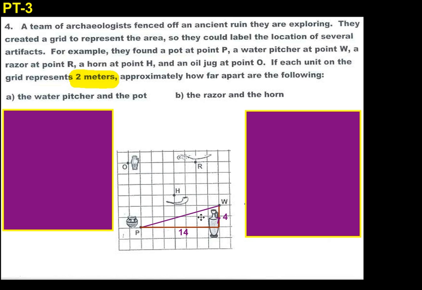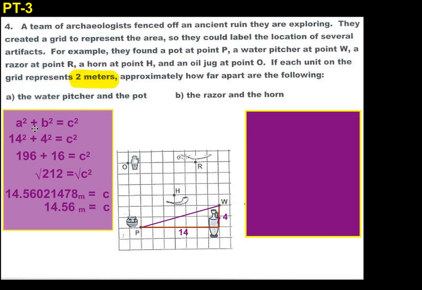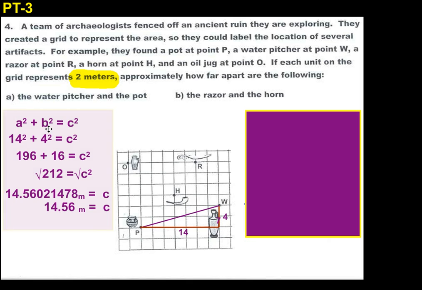So we have enough information right here to be able to plug these into the Pythagorean theorem. So we start off with a squared plus b squared equals c squared. Plug in the information that we got from our triangle. 14 squared plus 4 squared equals c squared. Gives us 196 plus 16 equals c squared. If we add these together, we get 212 equals c squared. Square root each of these. That gets c by itself.